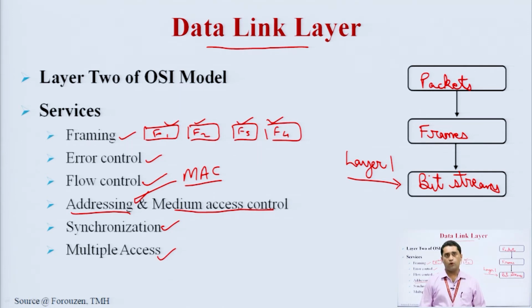So, this is all about the working and the functionalities of the data link layer. In most university exam papers, you will find a 5-mark question on the services and the functionalities provided by the data link layer.